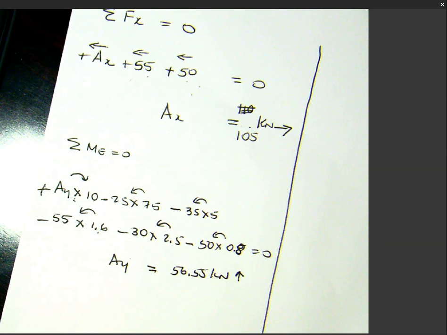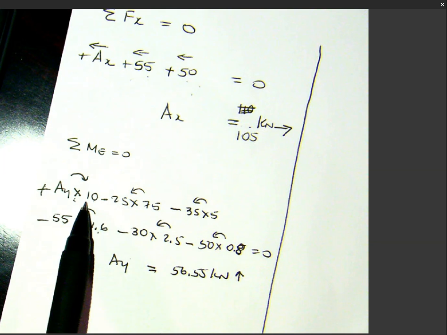Why am I saying it's going up? I'm getting a negative answer here. If I take it to that side of the equal sign, it becomes positive, and then I divide by 10. Then it remains 56. I hope that answer is correct.